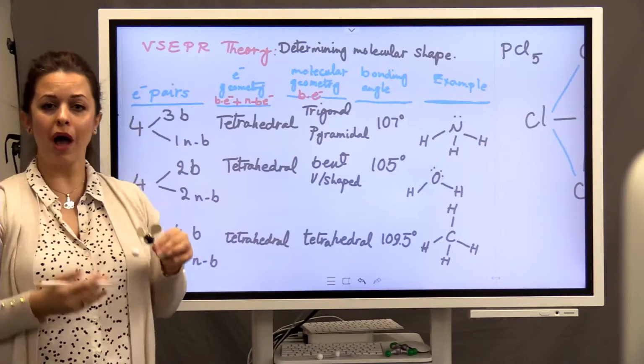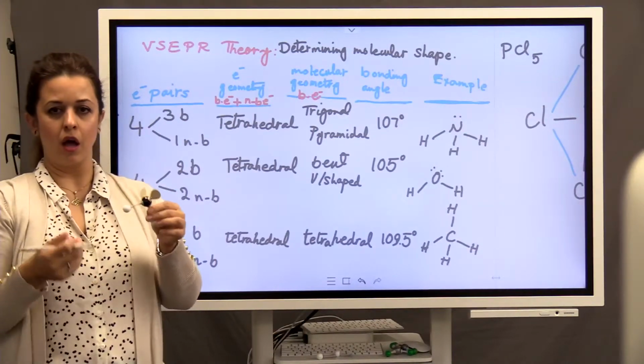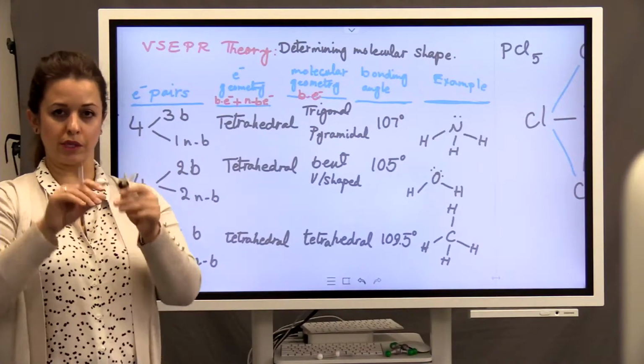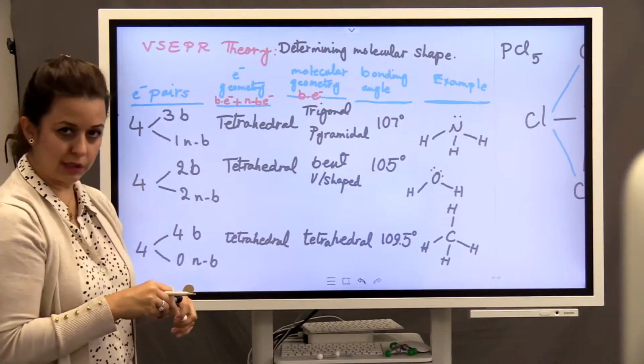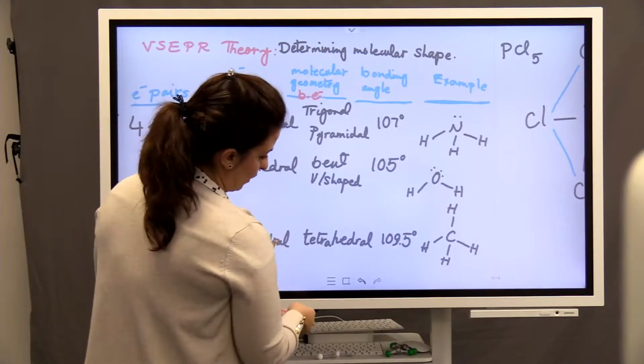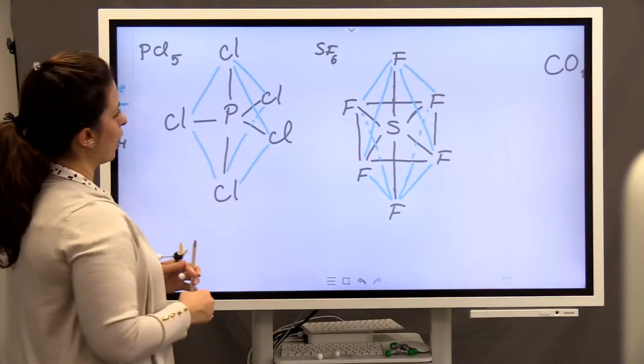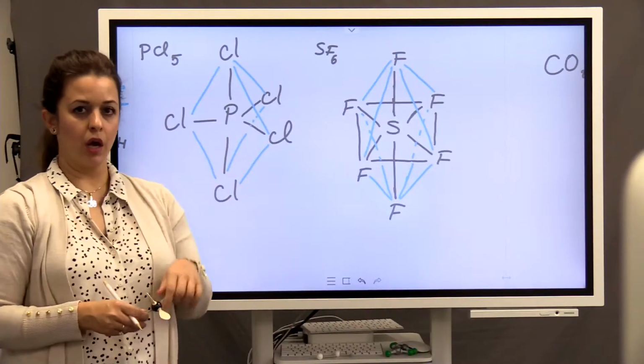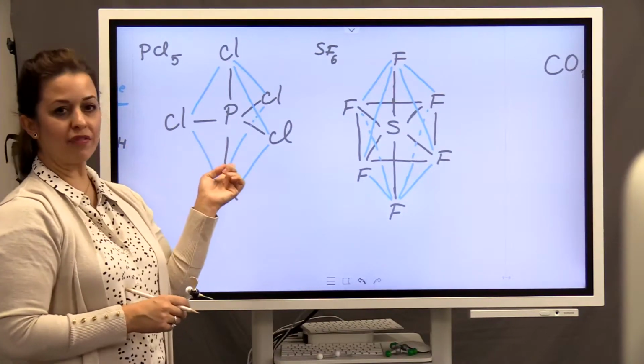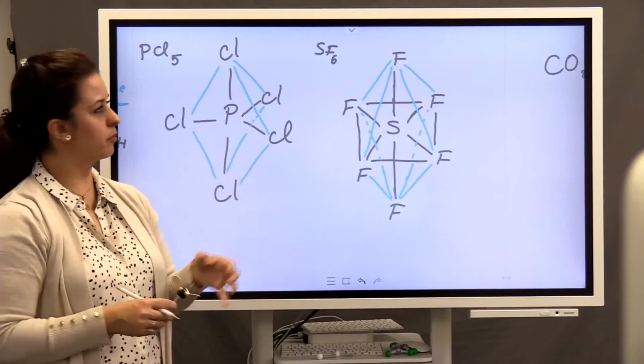Again, if you have any problem understanding, just use the balloons and try to tie them together. You will see the actual shape easily with the balloons. Two more molecules I want to talk about. You have them on the PowerPoint slides. I just wanted to mention it.